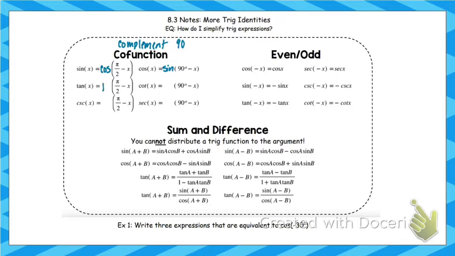So tangent and cotangent are cofunctions. And then cosecant and secant are cofunctions.